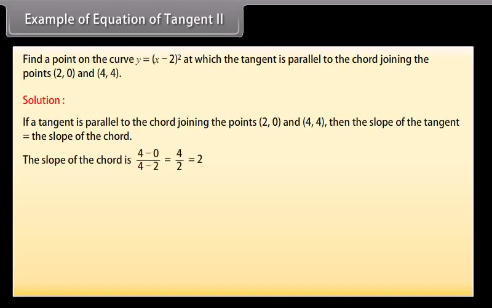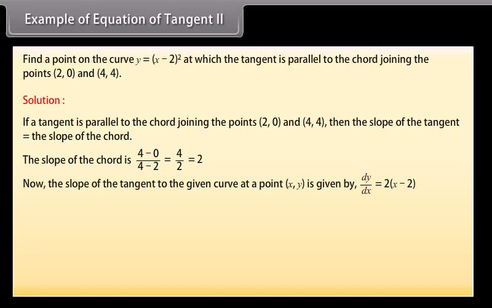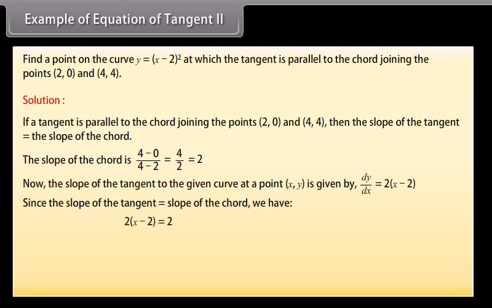The slope of the chord is (4 minus 0)/(4 minus 2) = 4/2 = 2. Now, the slope of the tangent to the given curve at a point (x, y) is given by dy/dx = 2(x minus 2). Since the slope of the tangent is equal to the slope of the chord, we have 2(x minus 2) = 2. It implies that x minus 2 = 1. It implies that x = 3.